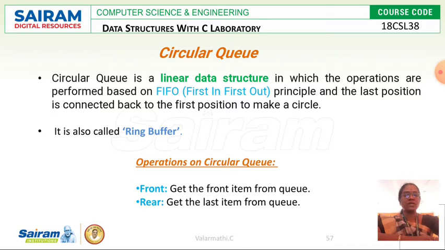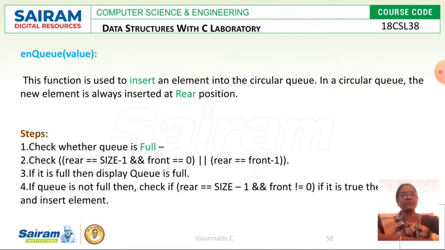What are the operations we have to do in this circular queue? First one is front point, second one is rear point. So first we need to know about the points and places involved in a circular queue. What are those? Front and rear. Front is nothing but it gets the front item from the queue, and rear gets the last item from the queue, right? NQ, there is one function called NQ. NQ is a function which is used to insert an element into the circular queue.